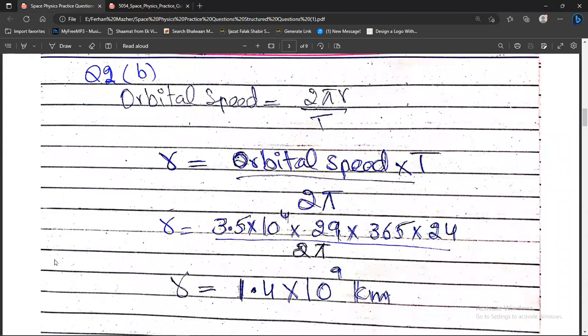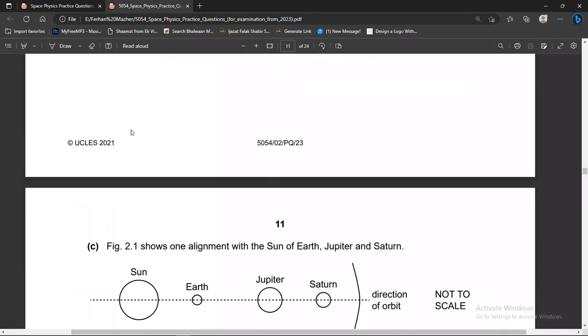So on your screen, this is showing up. Orbital speed is equal to 2 pi r divided by time. If I make r the subject of the formula, r will be equal to the orbital speed multiplied by time divided by 2 pi. The orbital speed of the Saturn is 3.5 times 10^4 multiplied by the time, which I will take in hours. It takes 29 years to complete one orbit, so it will be 29 multiplied by 365 multiplied by 24 and divided by 2 pi. When you enter these values in your calculator, you will get 1.4 times 10^9 kilometers. 1.4 times 10^9 kilometers is the right answer.